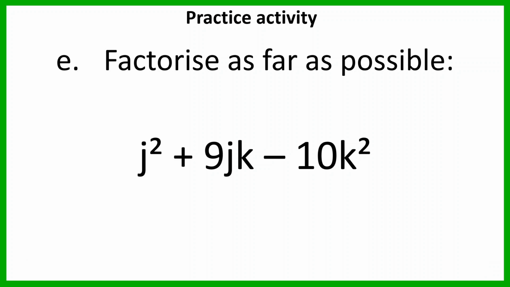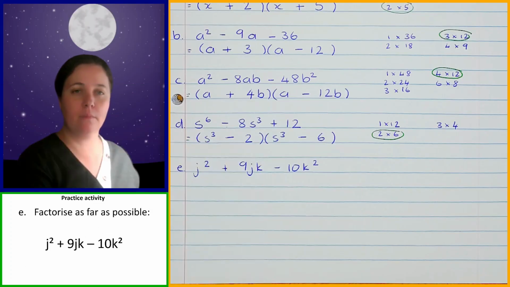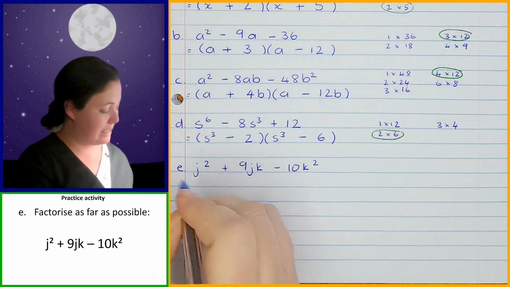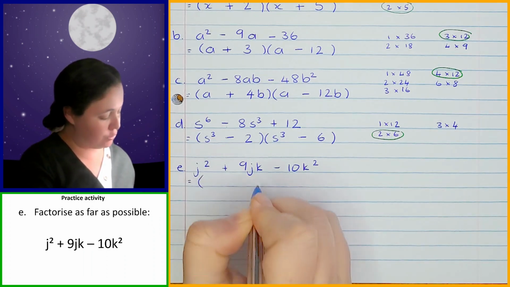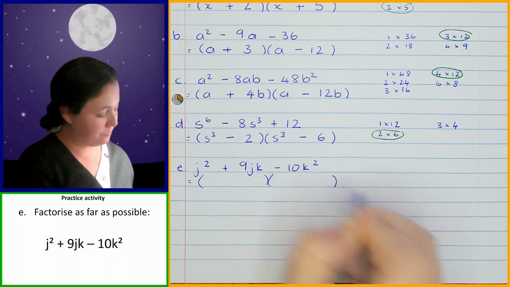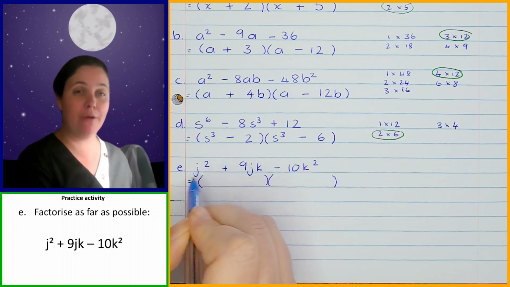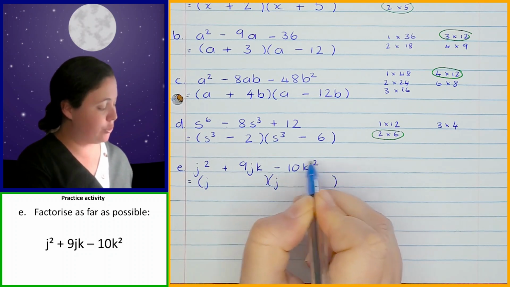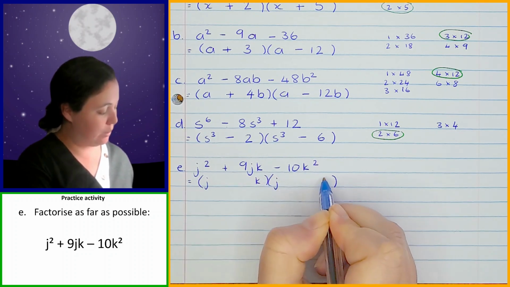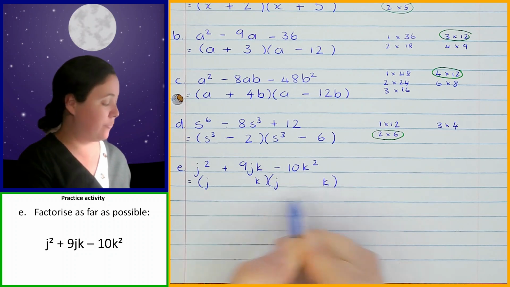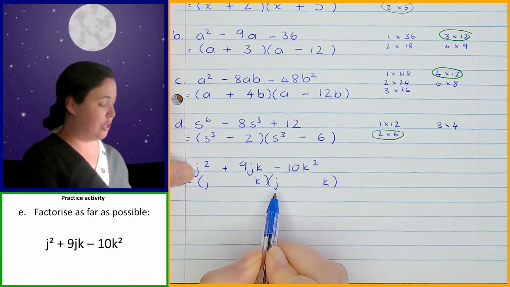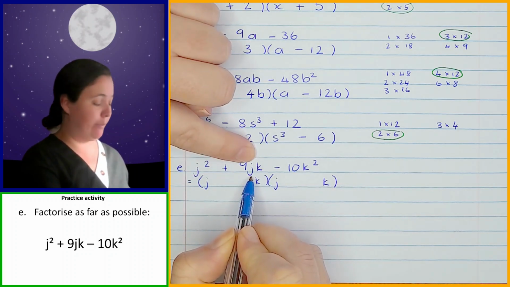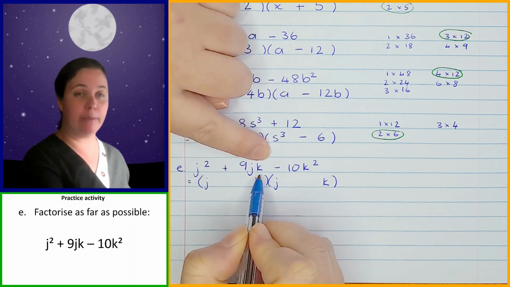Okay, so let's go through that example. So over here, I start off by writing down my 2 sets of brackets again. And I'm going to put the square root of j squared as my first term, and then the square root of k squared over here as well, at the end of each bracket. Remember, the j must be the same as what I've got over there in my middle term, and the k must be the same as what I've got there in my middle term as well.